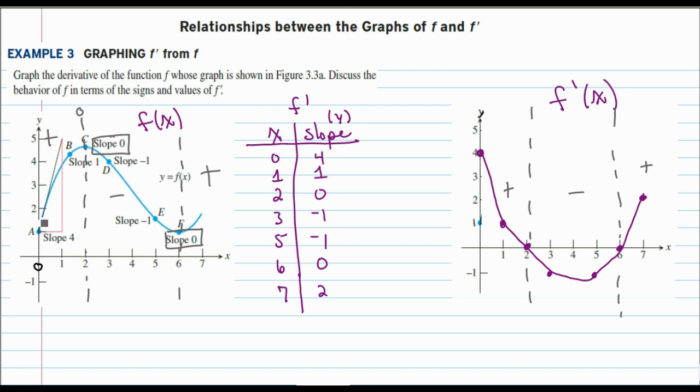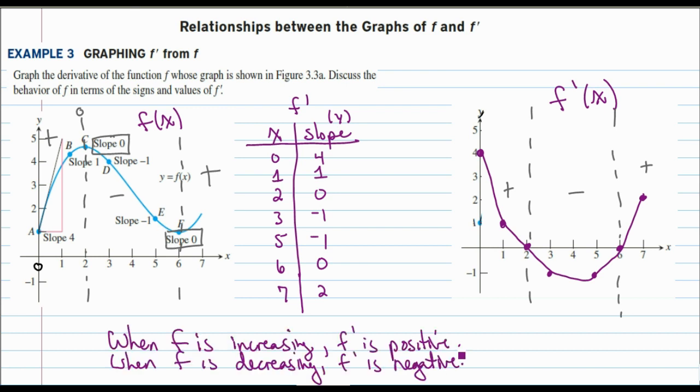when the slopes are positive, f is increasing. When the slopes are negative, f is decreasing. Which makes sense. If the graph is increasing, the slope is going to go up to the right. The tangent line is going to go up to the right, so its slope will be positive. When the graph is decreasing, the slope is going to go down to the right, be a negative slope.